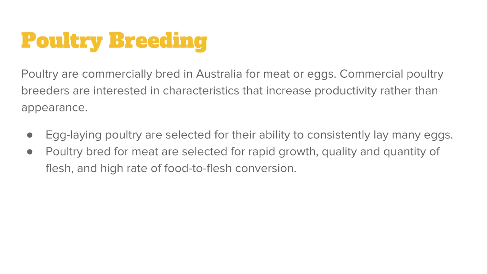A second example is poultry breeding, and poultry in Australia are commercially bred for both meat and eggs. So these breeders are interested in characteristics that increase the productivity rather than the appearance of the poultry themselves. So egg-laying poultry are selected for their ability to consistently lay many eggs. And then any poultry that is bred for meat are selected because they want to have rapid growth, and the quality and the quantity of the flesh wants to be high, and there wants to be a high rate of food to flesh conversion. That's really short and sweet for video 11.